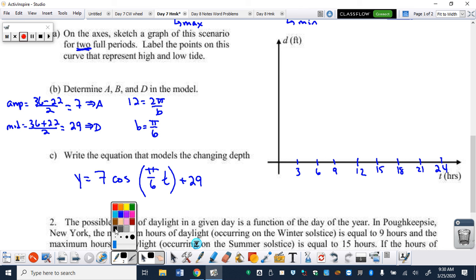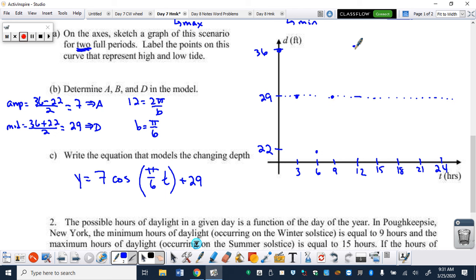Oops, let's scale the x-axis now. So 22 is the low. 36 is the high. 29 is the midline. And I like putting this in here lightly. I can't do it very lightly because of the pen, but you can. Okay, now we're going to graph 2 cosine curves because it asked us to graph 2 full periods. So cosine starts high. At 3 hours, we'll hit the 0, which is a 29. 6 hours later, we'll hit low tide. Every critical value, something happens. At every quarter, something happens.